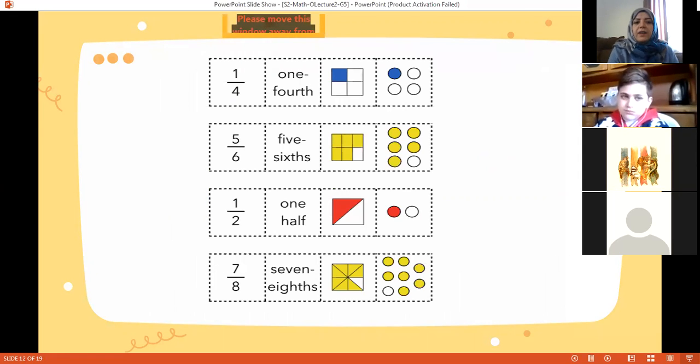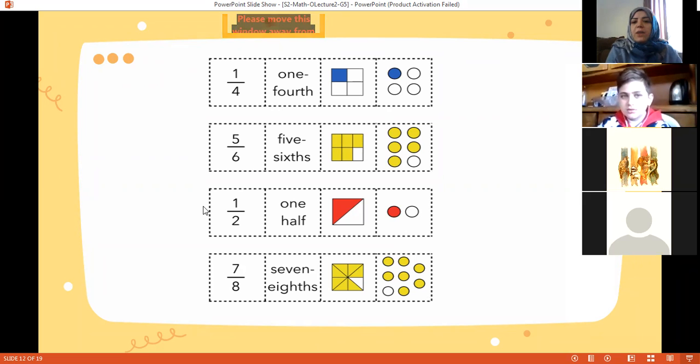Yalla, let us look at the last slide. Here we have 1/4, 5/6, 1/2, and 7/8. You can represent them in any diagram you want, using circles, using boxes, or using numbers. Is it clear? Yes.